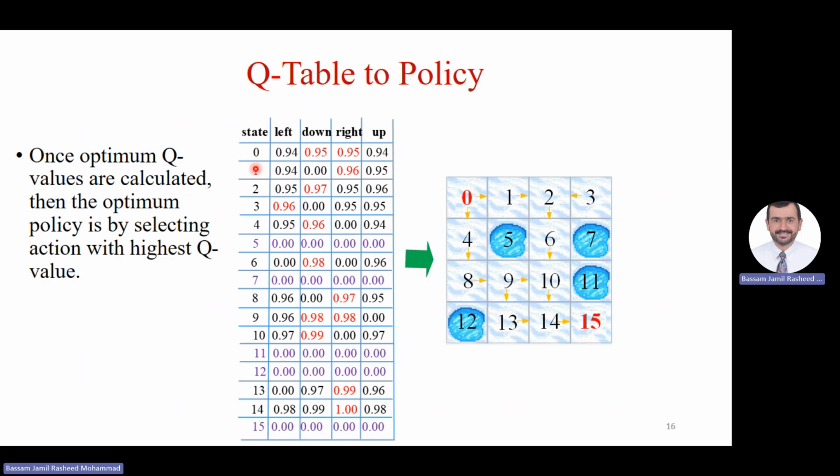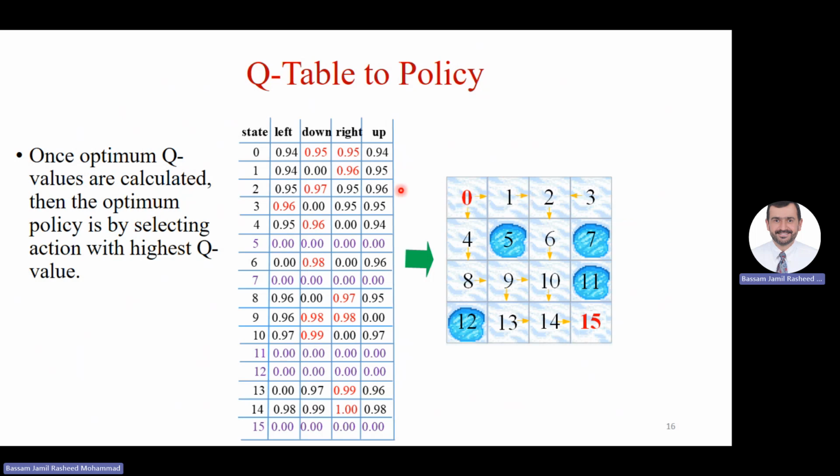Okay, so let's take state 1 here. I can see from the action values which action has the highest. It is right. So from state 1, going to the right is the optimum move. Going down is not optimum, I will fall into the hole. Going up is not. To the left is not.